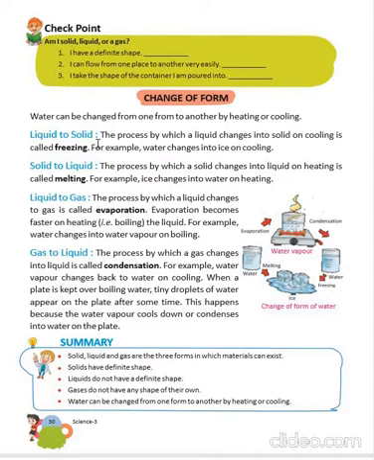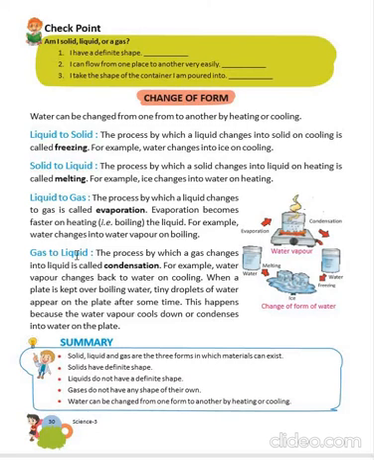Now solid to liquid. The process by which a solid changes into liquid on heating is called melting. For example, ice melts into water on heating. Now liquid to gas. The process by which a liquid changes to gas is called evaporation. Evaporation happens faster on heating the liquid.